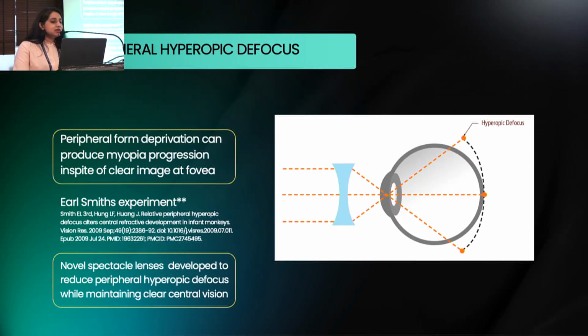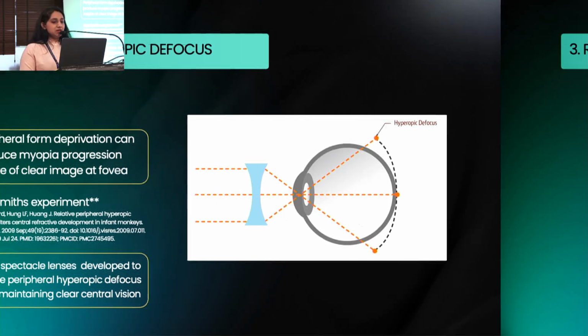The second theory is the peripheral hyperopic defocus. So what happens when a basic concave lens is put in front of the eye? The central rays are correctly focused on the retina, but what happens in the periphery? The peripheral rays get hyperopic defocus, and this has been very well studied and proven by Earl Smith's experiment. So that is where novel spectacle lenses are being developed to counteract that. The hyperopic defocus is controlled by the novel specs while maintaining clear central vision. Our dear Monisha Madam will be speaking more about that.